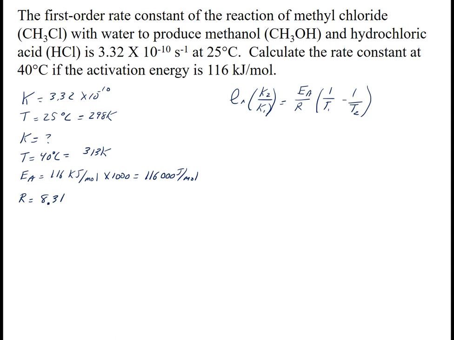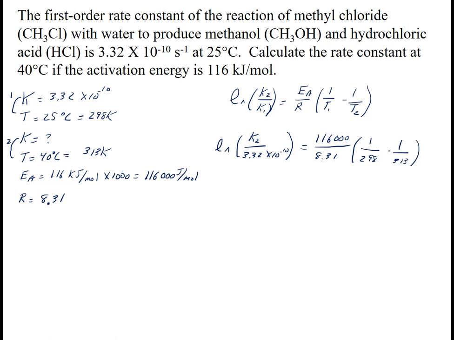And I'm now ready to start substituting. Oops, I'm not quite ready. What's important is to identify what is 1 and what is 2. It doesn't matter mathematically. You can solve it either direction. However, since this is a fraction, having K2 as my unknown on top of the fraction is easier. So I'll make this one 2 and this one 1, because I want to make sure that I have the right K linked to the right temperature. So I get natural log of K2, which I don't know, over 3.32 times 10 to the minus 10th is 116,000 divided by 8.31 times 1 over T1, which was 298, minus 1 over T2, which is 1 over 313. That really is a 3.